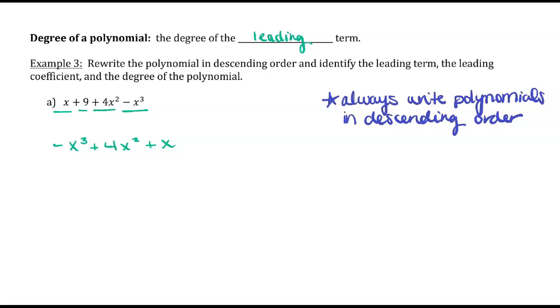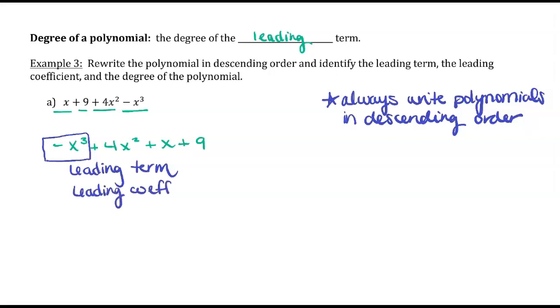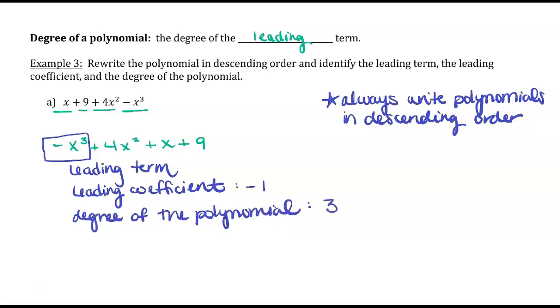And finally, our constant term plus 9. Now that we've written the polynomial in descending order, we can identify that negative x cubed is the leading term. This leading term has a coefficient of -1, so we say that the leading coefficient is -1. And the degree of the leading term is 3, so the degree of the polynomial is 3. We say that this is a degree 3 polynomial.